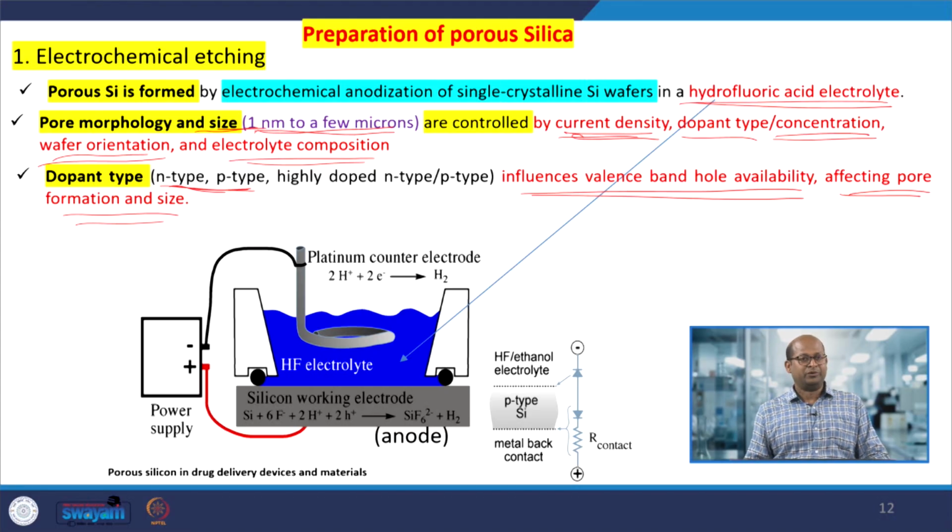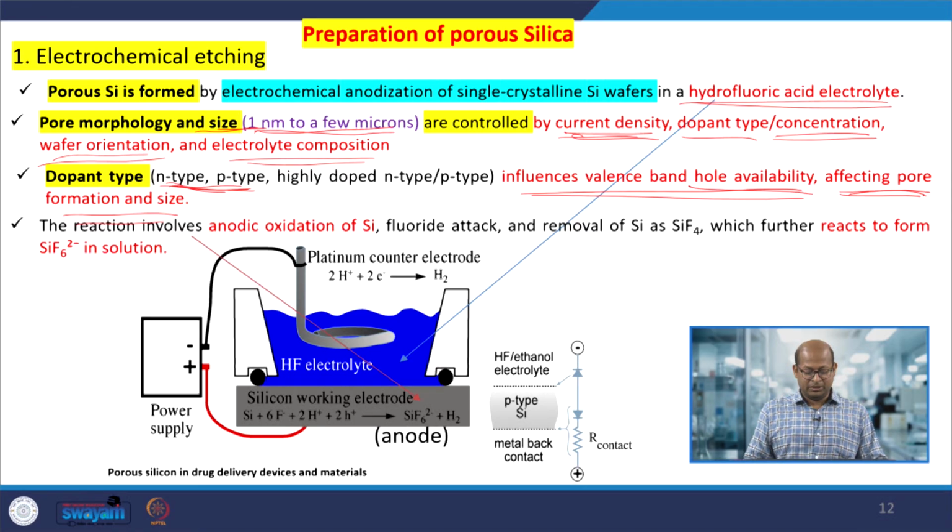Depending upon the type of dopants used, N-type or P-type silicon, different types of hole formation occur, and the hole formation and its size would also be controlled. So in electrochemical cells, we take HF solution and a silicon wafer.